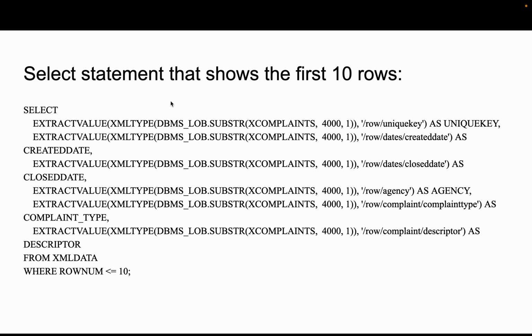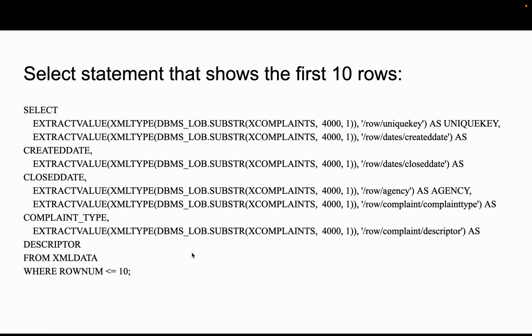Okay, so then for query 2, we were asked to write a select statement that showed only the first 10 rows of the table. Now, this second query does the same thing as the first, so it'll still pull and extract the XML data into readable columns. However, it includes a small change, found right here at the bottom, where ROWNUM is less than or equal to 10. This is going to tell Oracle to only show the first 10 rows of data from the table.